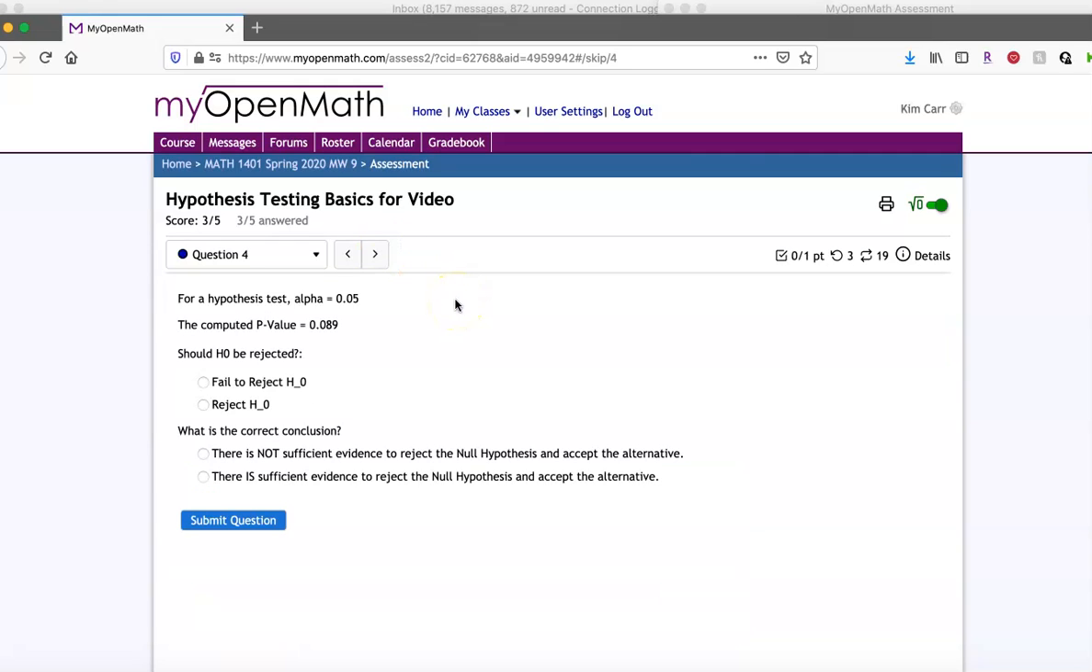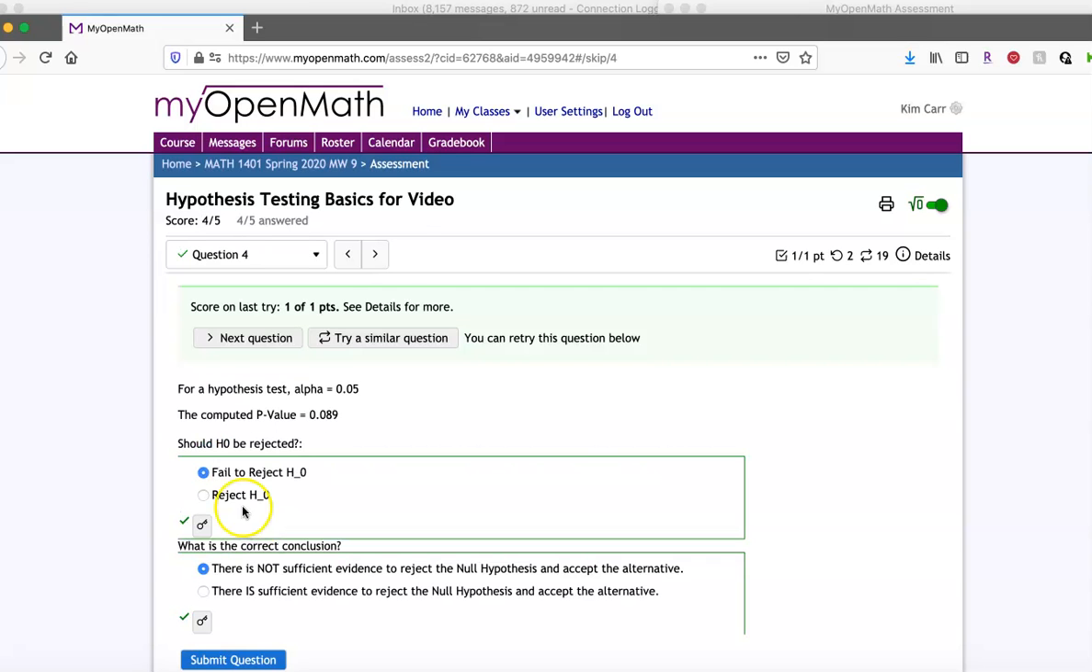For a hypothesis test, alpha equals 0.05. The computed p-value is equal to 0.089. Okay, compare alpha and p. P less than alpha? No. P here is not less than alpha, so you would fail to reject, and there is not sufficient evidence.